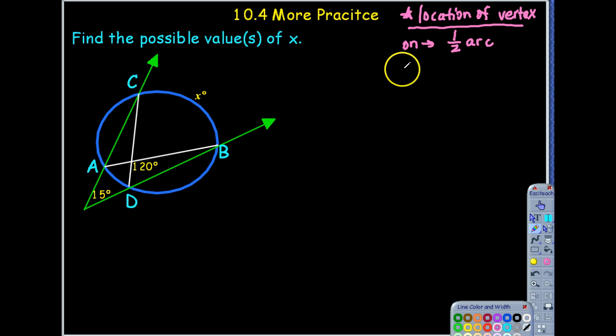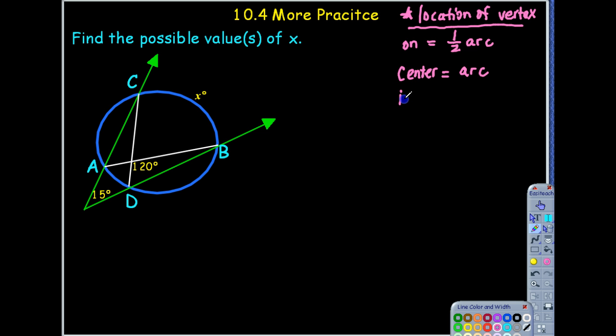Another one was, what if it's at the center? If it's at the center, then it is the arc. And actually, instead of the arrow, I'm going to put equals, because that's really what it is. Now, what's another one?